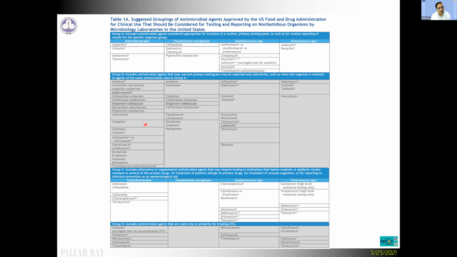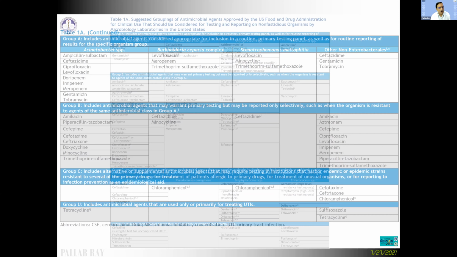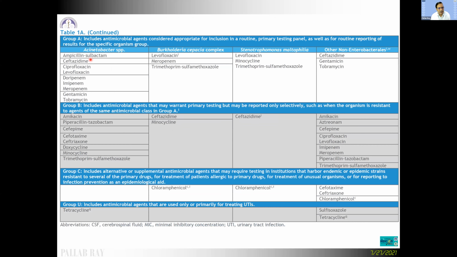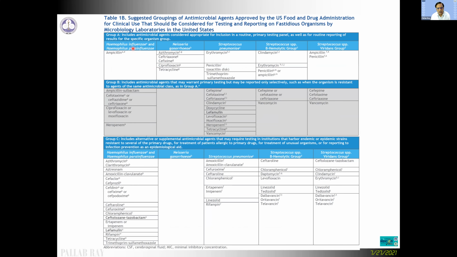And similar tables are available for the non-fermenting gram-negative bacilli like Acinetobacter, Burkholderia cepacia, Stenotrophomonas maltophilia, and other non-enterobacterials. They're also available for the relatively fastidious organisms like Haemophilus, Neisseria and Streptococcus species.